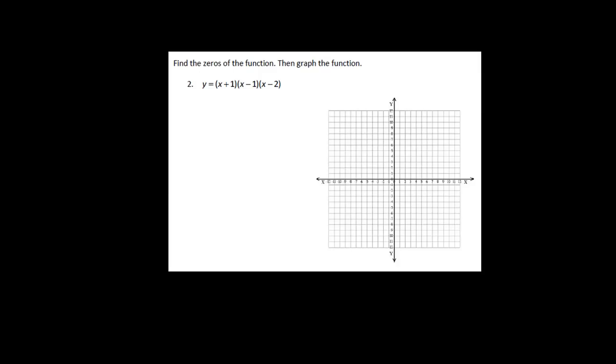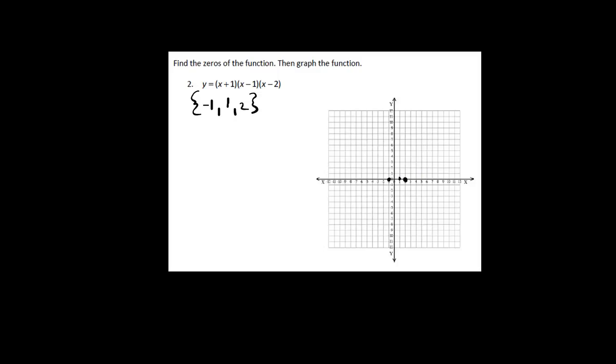Number 2, find the zeros of the function. It's already in factored form, so the zeros are going to be negative 1, positive 1, and positive 2. The next thing we want to do is graph the function. So first graph the zeros. So we have negative 1 here, positive 1, and 2.